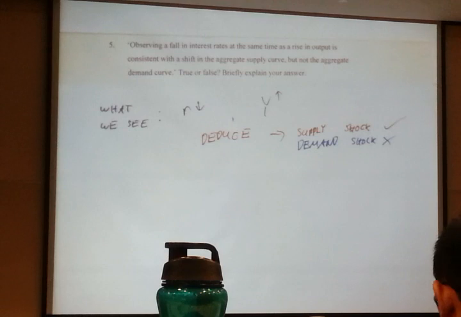So we see interest rates have fallen, we see output's gone up. Does that mean the economy is facing a supply shock for certain, or is there a possibility it could face a demand shock? The question is asserting that it must be a supply shock. It's simply not possible any kind of demand shock would have caused this to happen. So, how do we reach a conclusion about this?